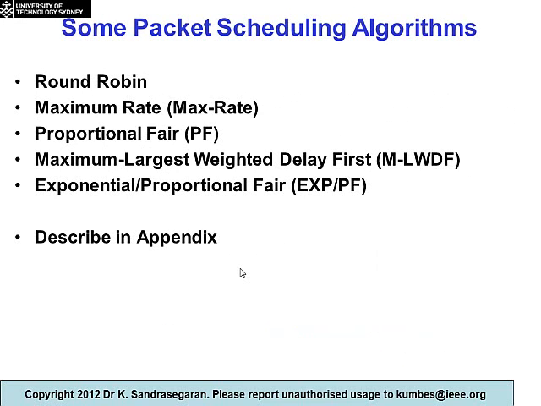Now there are many packet scheduling algorithms: round robin, max rate, proportional fair, MLWDF, exponential. Now I don't want to go into each one of them, so what I've done is put all the slides pertaining to these algorithms in the appendix of this presentation, and you can have a look at them. Okay, the second function that we're going to look at is called link adaptation.